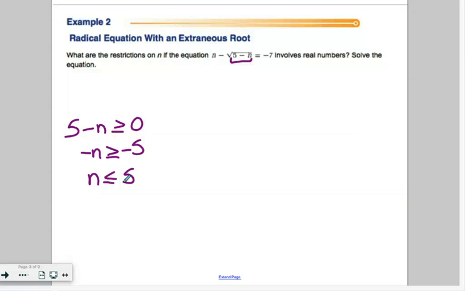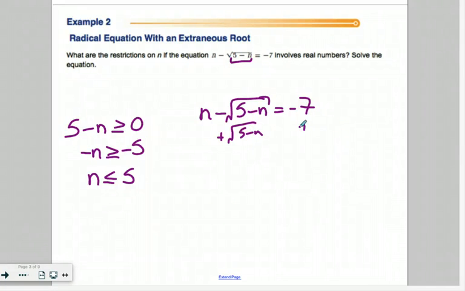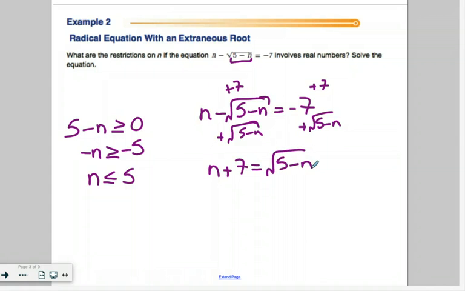Okay, so let's now solve the equation. So again, what we have is n minus the square root of 5 minus n equals negative 7. So similar to what we did before, we are going to bring everything that's non-radical to one side of the equation, everything that is radical on the other. Because I like to have positive radicals, I'm actually going to add this root 5 minus n to both sides so that it's positive. And at the same time, I'm going to add 7 to both sides to bring the 7 over here. So what I'm left with is n plus 7 on the left and a positive root 5 minus n on the right.